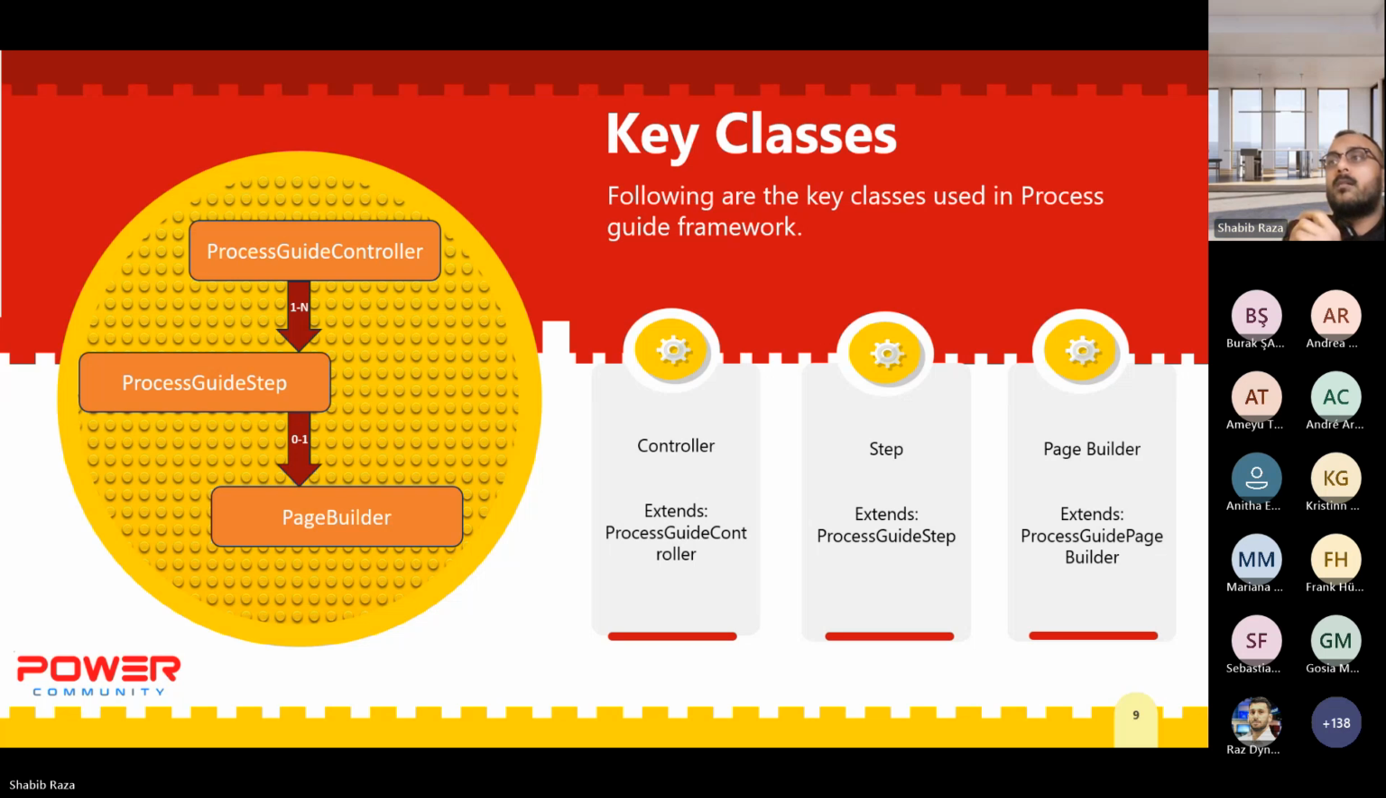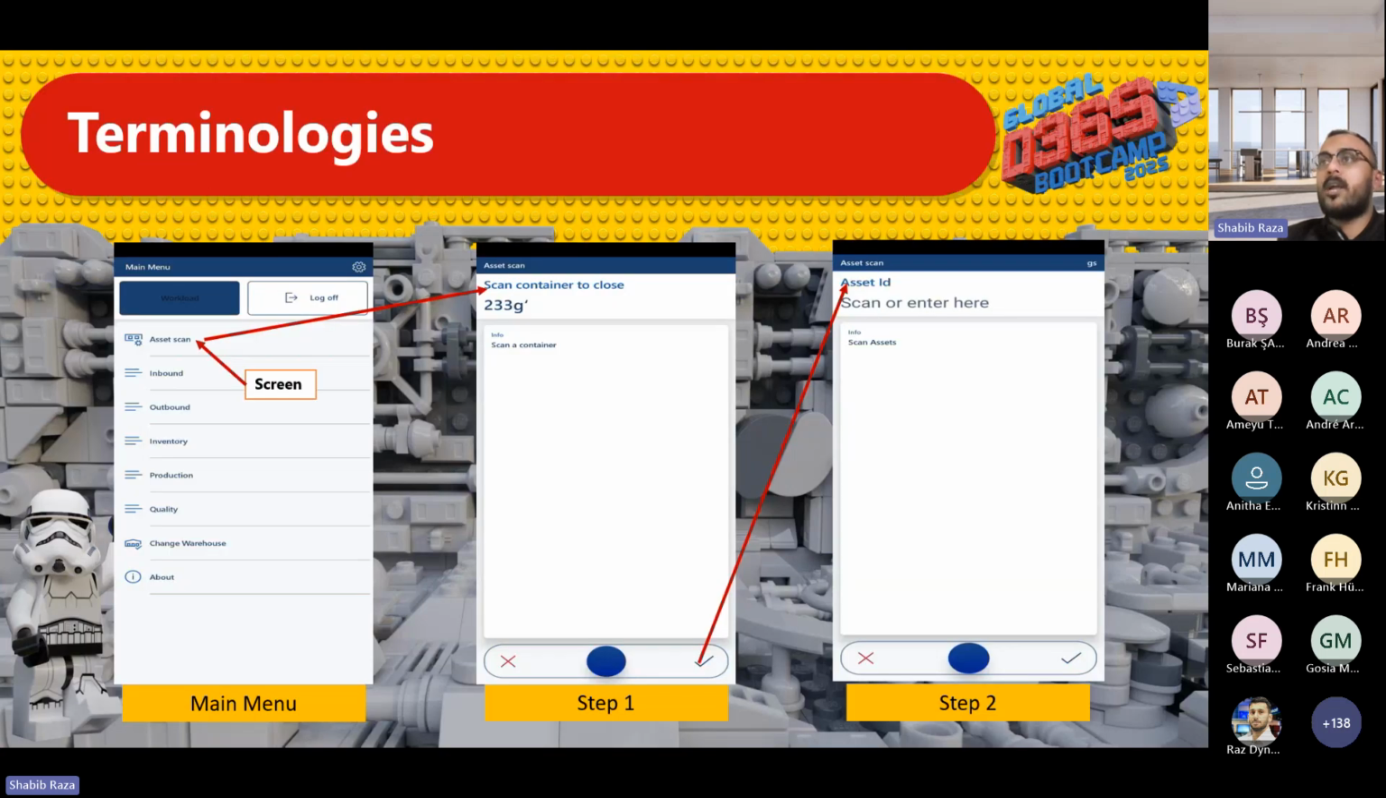Now, the next important one is steps. One controller or one screen can have multiple steps. As I have shown you in this slide, this is one screen. It has got steps 1 and 2.